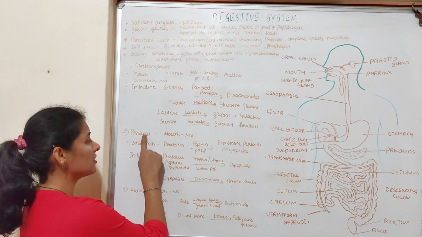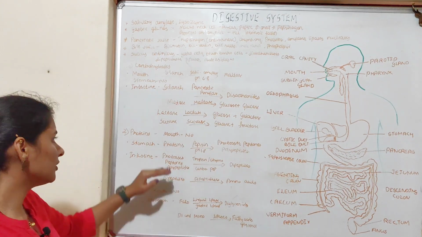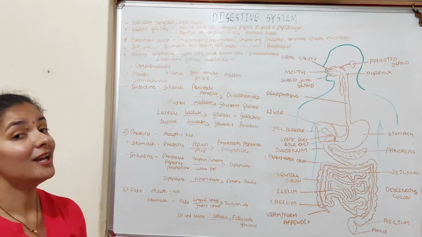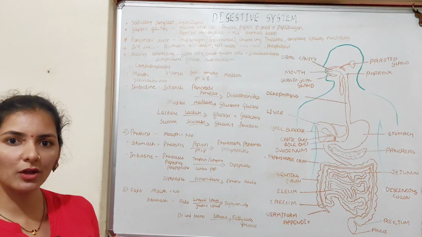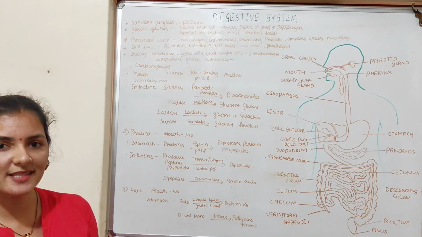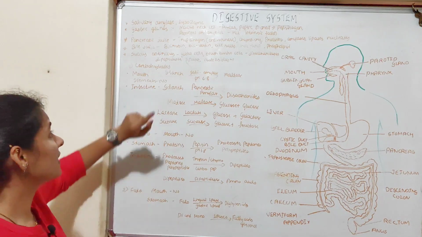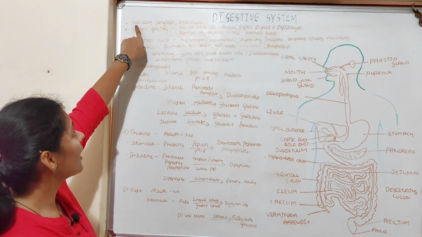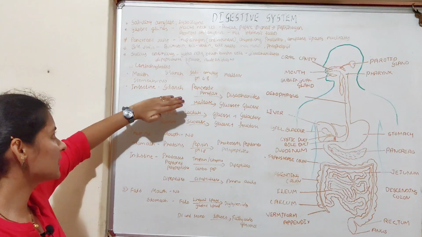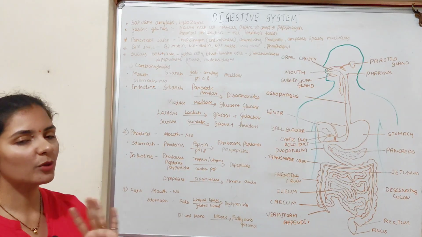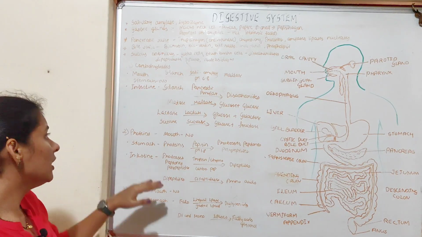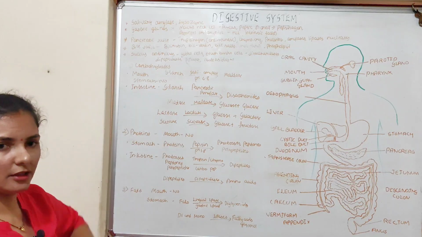So digestion always starts in the mouth. If we talk about the digestion of protein in the mouth, there is no digestion of protein because there is no proteolytic enzyme in the mouth. As I already discussed, the saliva has only salivary amylase, which helps in the digestion of carbohydrate. No proteolytic enzyme. That's why there is no digestion of protein in the mouth.